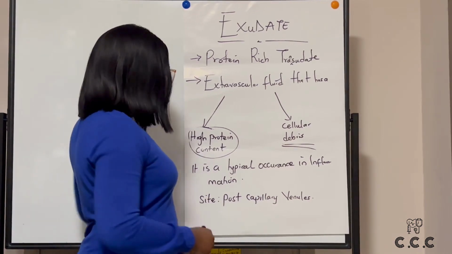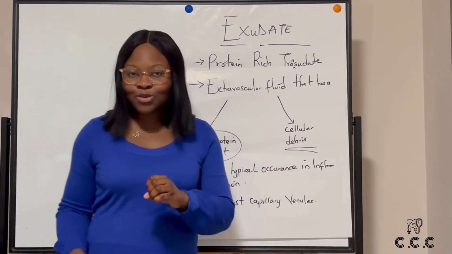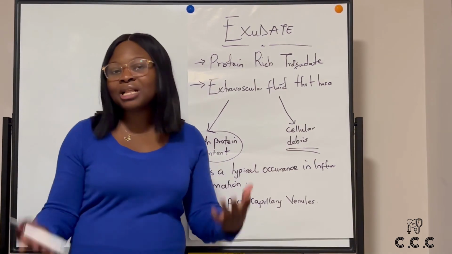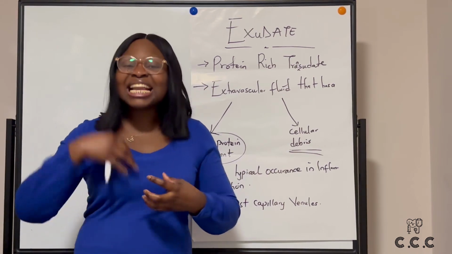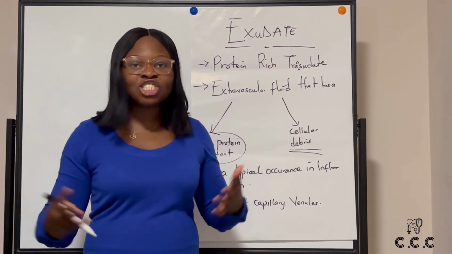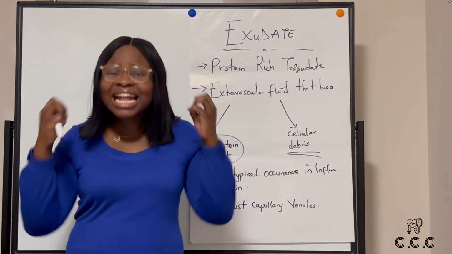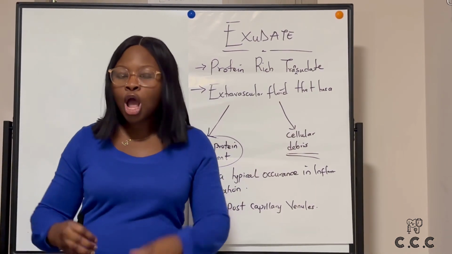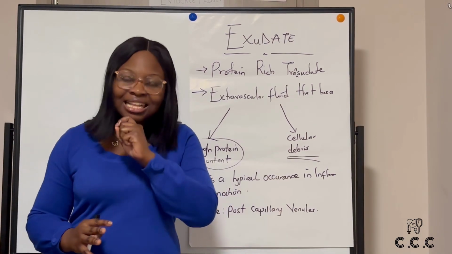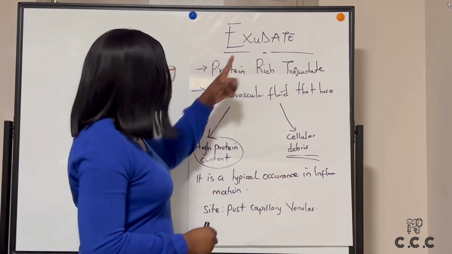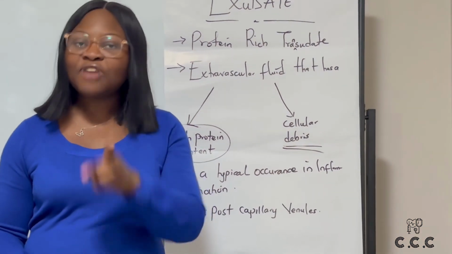The last thing is, what is the site? Remember, when we talked about transudate, we said it was occurring in the capillaries. Why? Because at the capillaries we have an increment in exchange. We have gas exchange and nutrient exchange occurring at the capillaries. And so when there is an increased hydrostatic pressure, a lot of fluid escapes from these capillaries into the interstitium. But in the case of exudate, it usually occurs at the post-capillary venules.